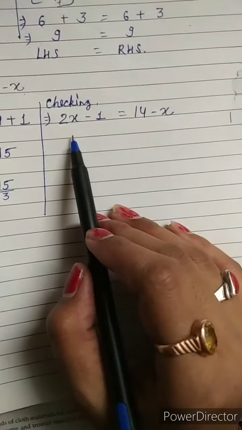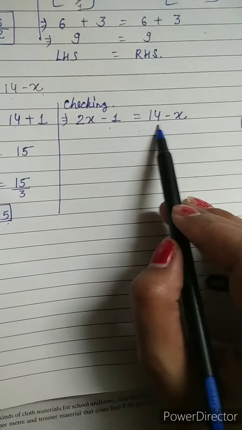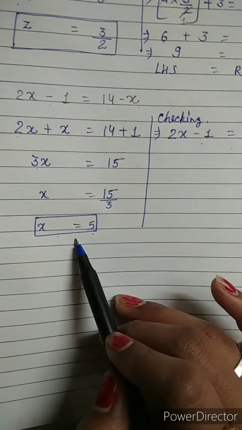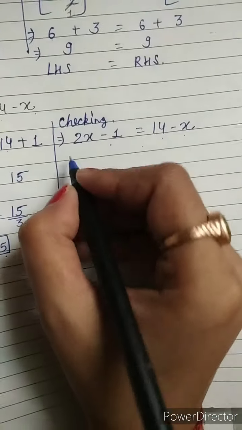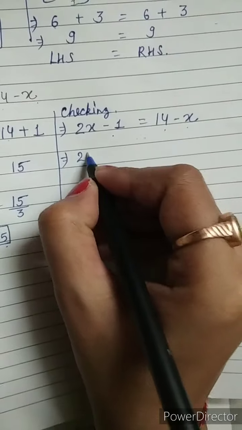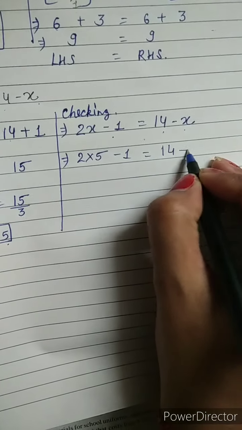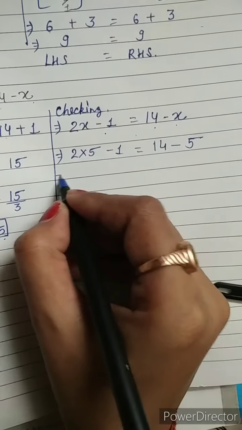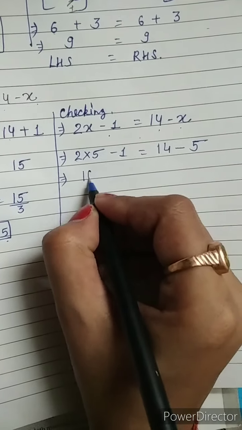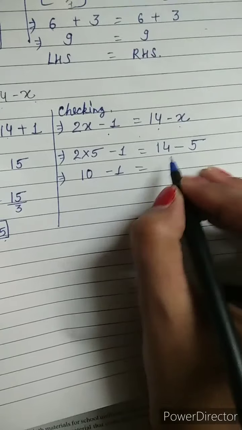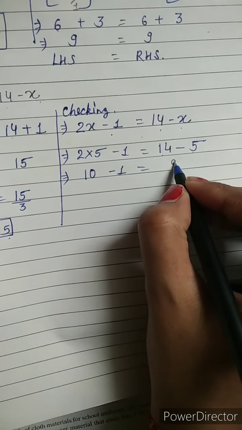That will look like this: 2x minus 1 is equal to 14 minus x. We taken x value as 5. In the place of x we have to put the value. 2 into 5 minus 1, 14 minus 5. Then 2 5s are 10 minus 1 is equal to 14 minus 5, which we consider as 9.